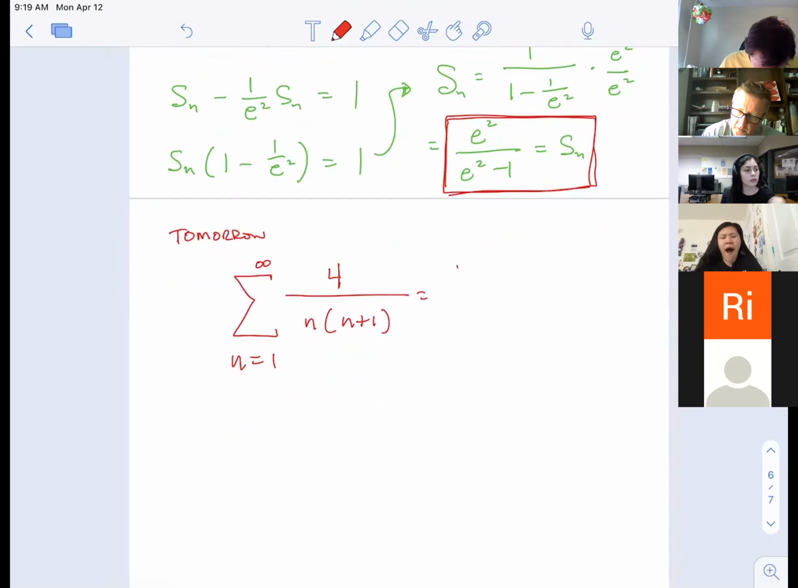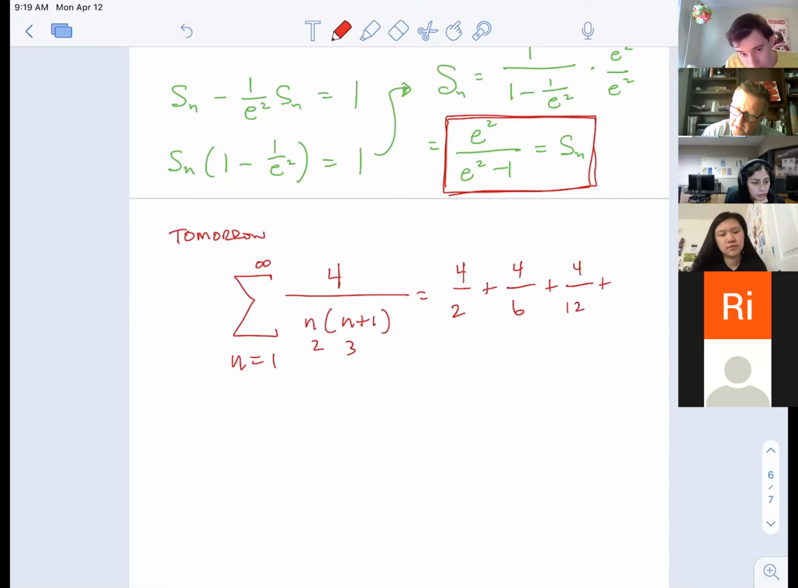So that'd be 4 over 2. The next term would be, if I switch to 2, notice it becomes 2 and 3. So the first one was 1 times 2. This one's 2 times 3. The next one is 3 times 4. The next one is 4 times 5. Do you agree with that? Do you agree that that's the pattern? Extremely important.